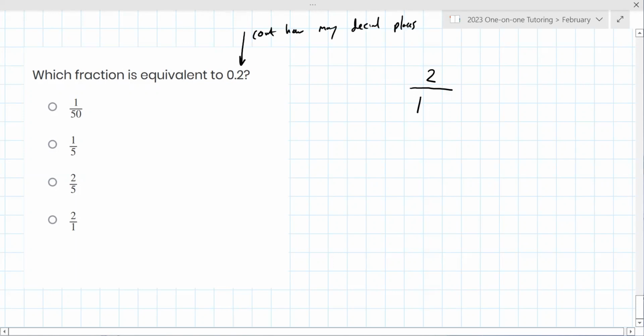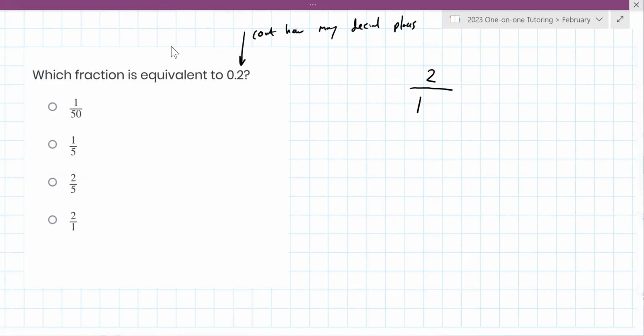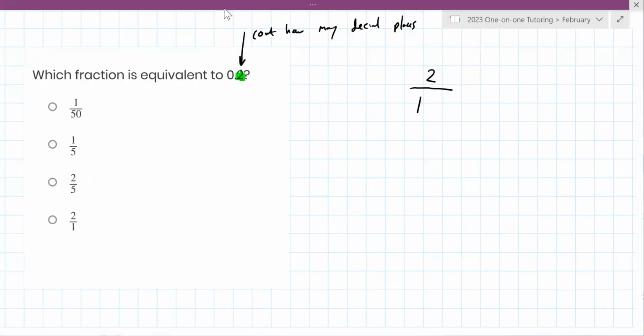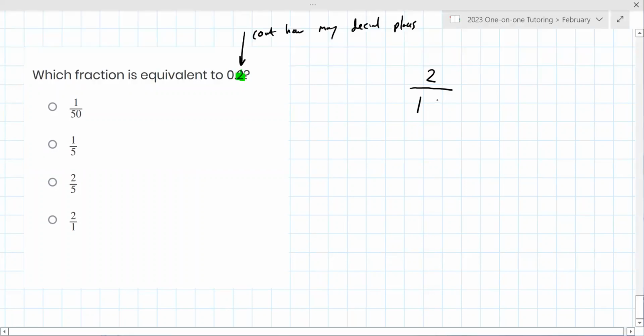0.2. Decimal places, so not the number, but decimal places. So like this is a decimal place, just the 2. So you put a 0 for every decimal place. Okay, so 0.2, you just have to go with this for the moment, is 2 divided by 10.